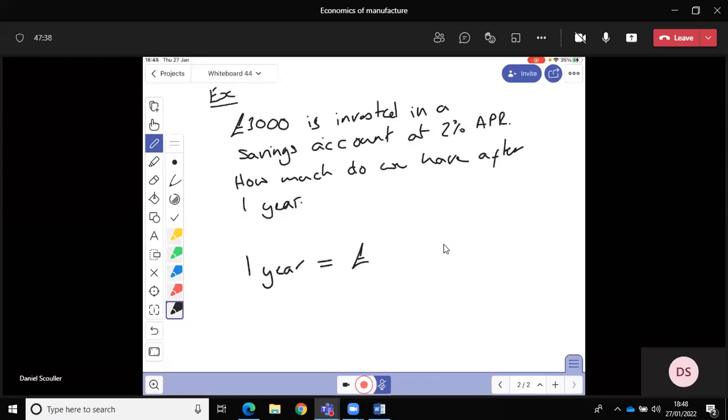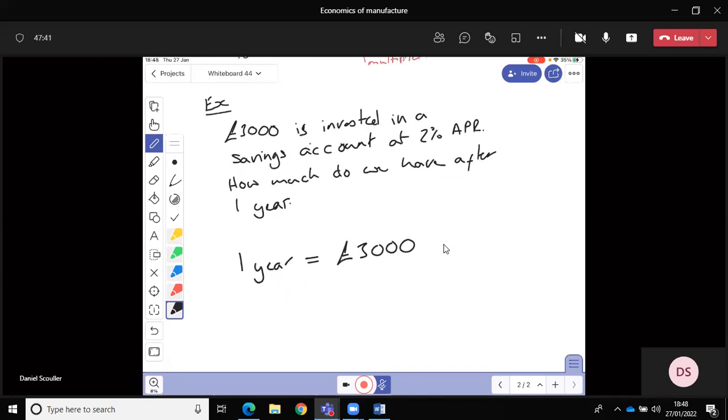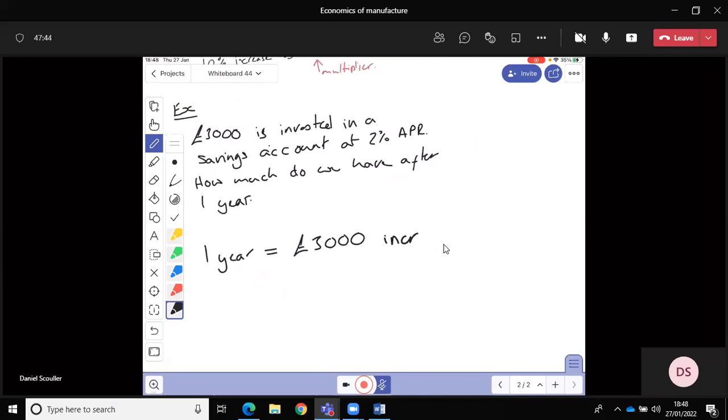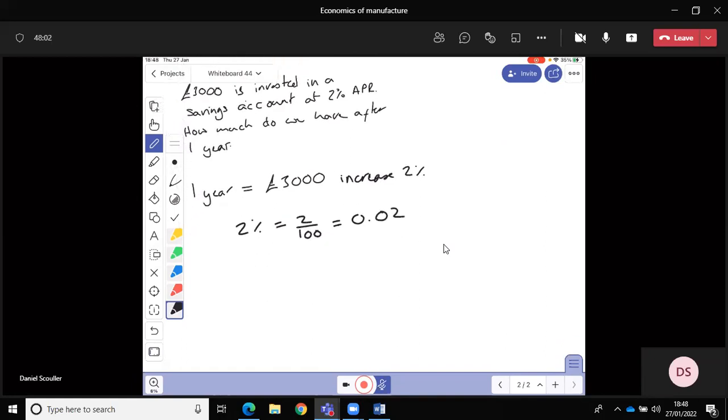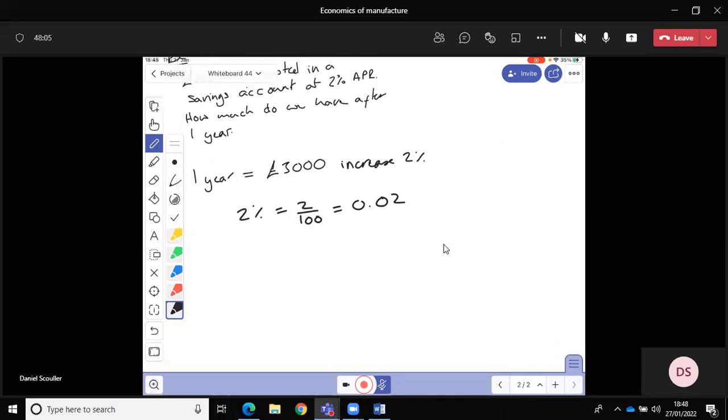So in 1 year, we see 3,000 increase by 2%. 2% can be written as 2 over 100 or 0.02. If we're increasing, we're having something greater than the whole, so the multiplier becomes 1 plus that percentage. So it becomes 102% effectively. That's your multiplier.